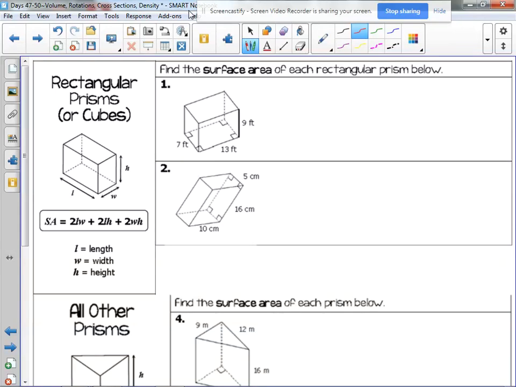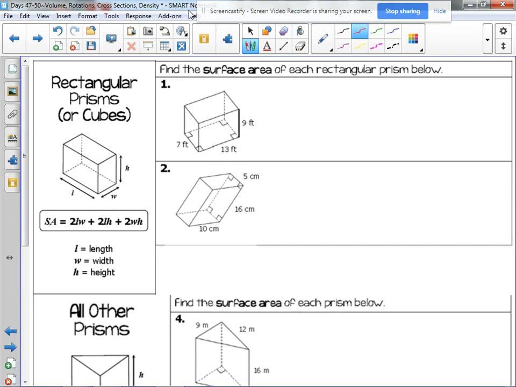Dimensions going on. So look at the surface area formula there. It is 2LW plus 2LH plus 2WH. Let's talk about what's really going on. If we're finding surface area, we are finding the area of all the faces. So L times W is the area of the rectangle on the bottom.